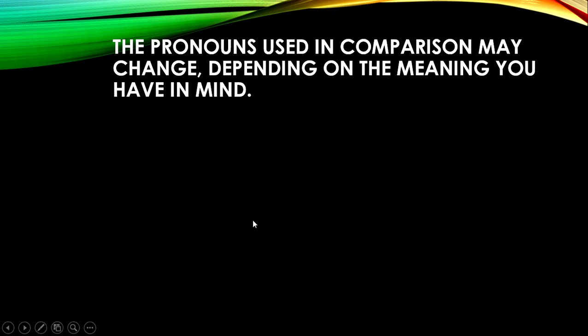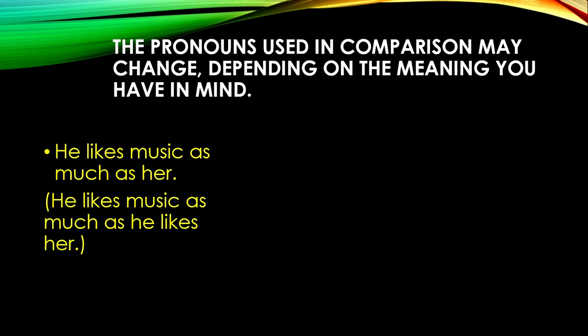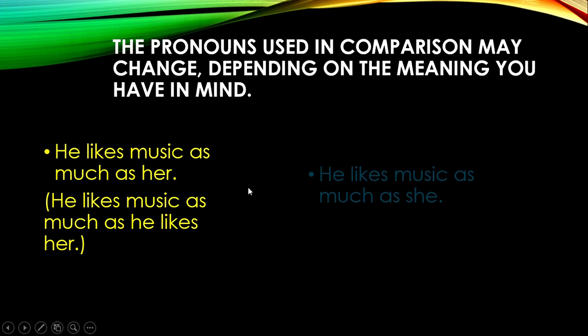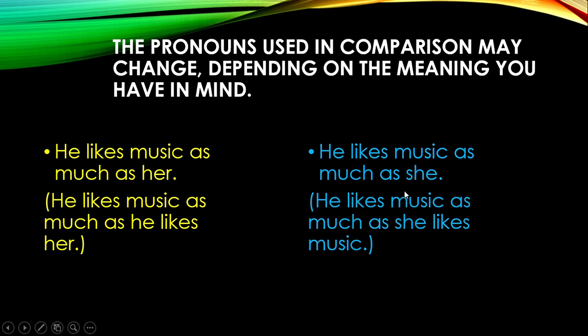The pronouns used in comparison may change depending on the meaning you have in mind, okay? So for example, he likes music as much as her. He likes music as much as he likes her. So look at that again. He likes music as much as her. So not saying she likes music, because then you would have she, but he likes music as much as he likes her. When he says he likes music as much as she, then you're saying he likes music as much as she likes music.